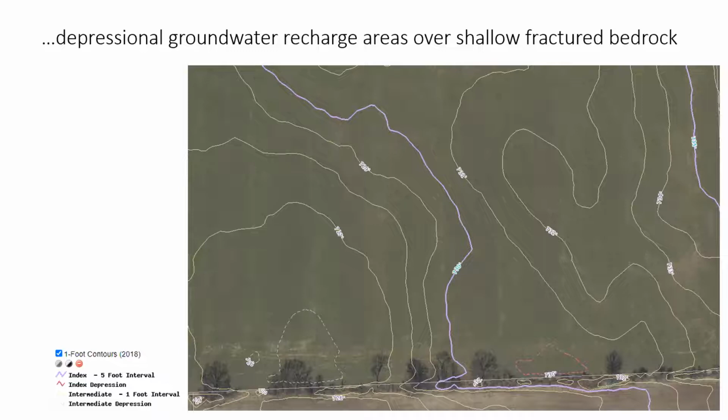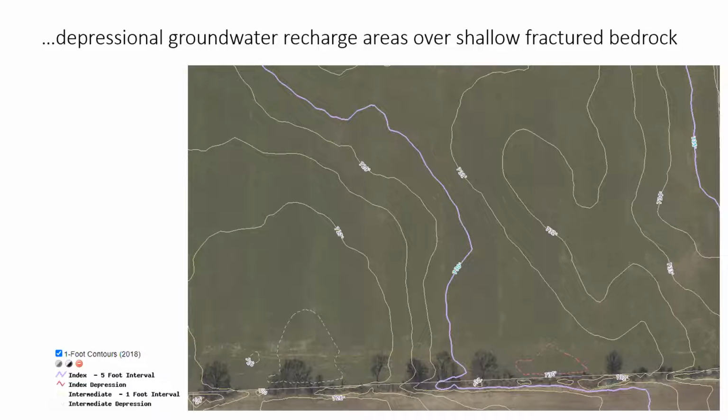So just to orient you to what you're seeing, the purple solid lines are 5-foot contours, and the fainter yellow lines are 1-foot contours. And then we have some dashed lines on the lower left. You can see a dashed area. This is about an acre in size. And on the right-hand side, on the lower portion of the screen, you can see a dashed purple area. This was about a quarter acre in size.